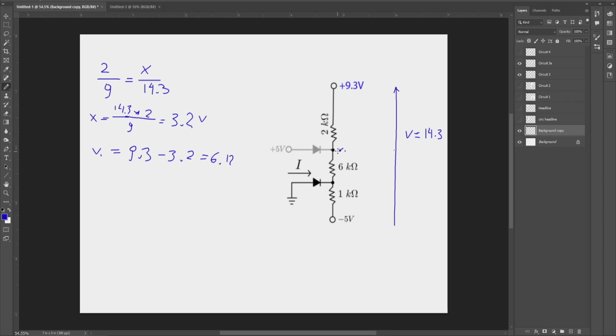So we have 6 point something, whatever it is, on this side of the diode, and we have 5 volts on this side of the diode. This diode is reverse polarized. We can just throw that out. All right, so now we have ended up with this circuit.